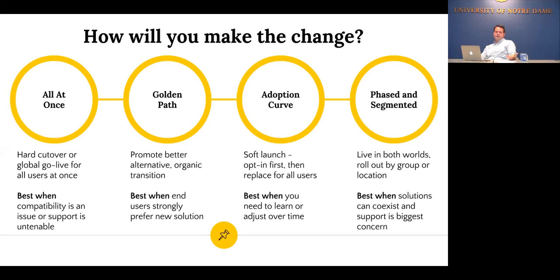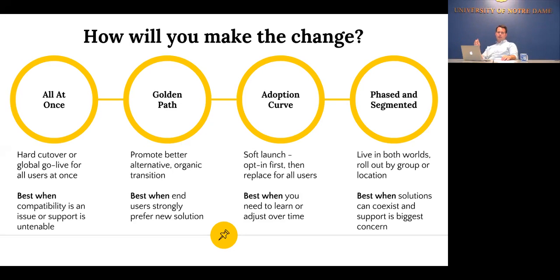And the last one is the phase and segment. It's something we all probably have done many times. A lot of our projects follow this process. We're going to live in both worlds. We're going to roll it out based on your department or your location or what kind of person you are. We did this with our two-factor authentication, where we went through our staff department by department so that we could train them and support them.